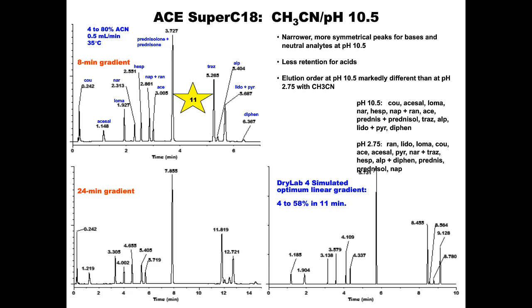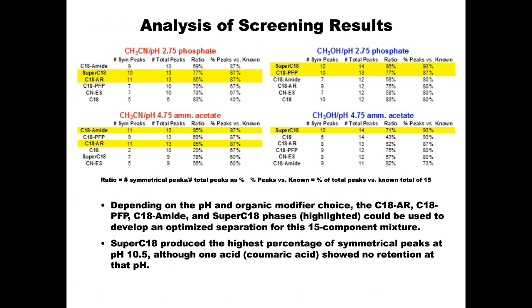And here's the summary. The take home from this is that depending upon the pH and the organic modifier that you use, these 4 phases that I highlighted here in yellow are the ones that tended to be most capable of being further optimized most readily. And the Super C18 did produce a high percentage of symmetrical peaks at pH 10.5, but one analyte showed no retention under those conditions and probably would have to be passed by.